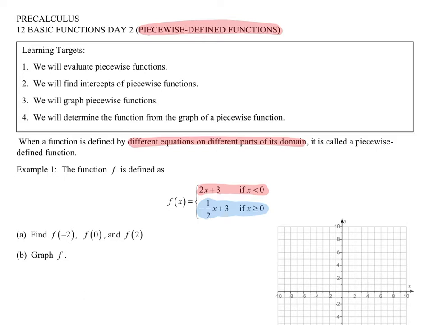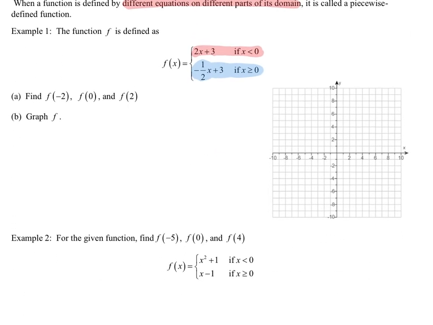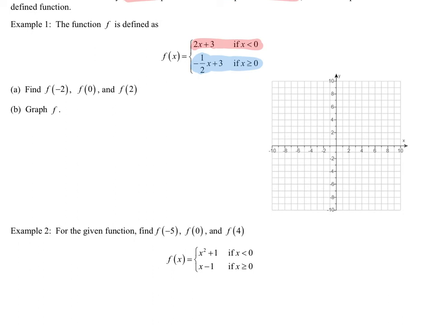Okay, so some things we're going to do with these piecewise functions, we're going to evaluate them, so plug in some numbers, we're going to find the x and y intercepts, we're going to graph them, and then we're going to work backwards, and from a graph, we're going to write our functions. Those are our 4 goals for today. In the first example, we have the red equation and the blue equation that make up f of x. I like to separate mine by color, but it is truly one function.